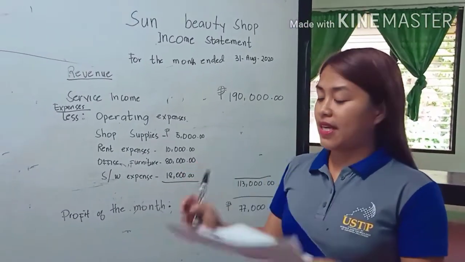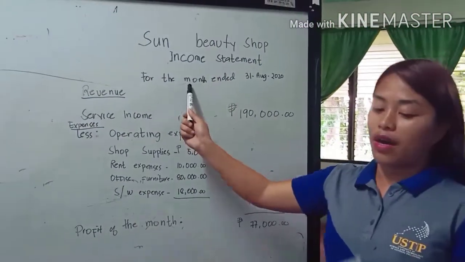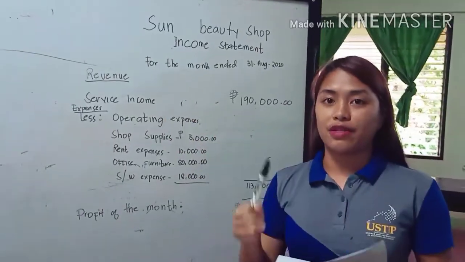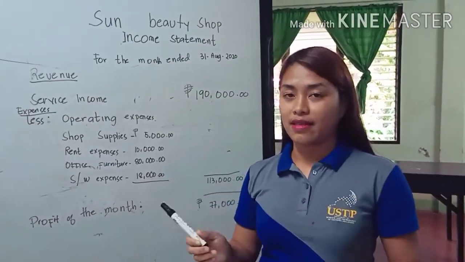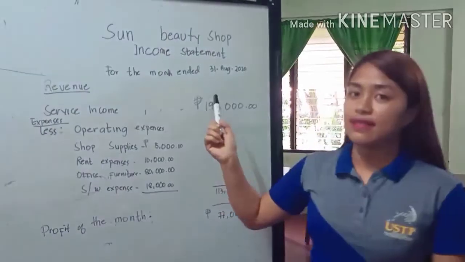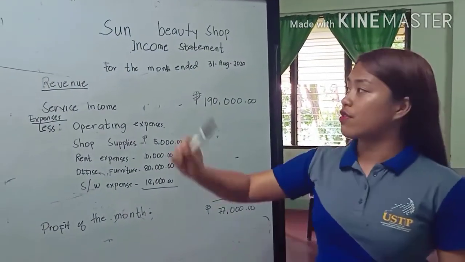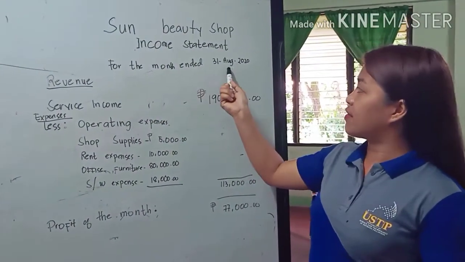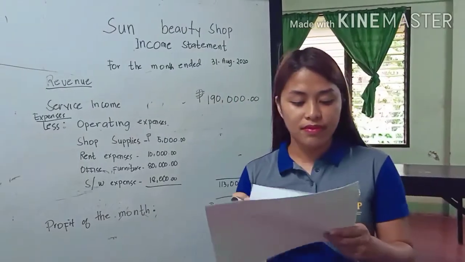The period covered by the income statement may be for the month ended, for the quarter ended, and for the year ended. So, this example focuses on one month. So, for the month ended August 31, 2020.